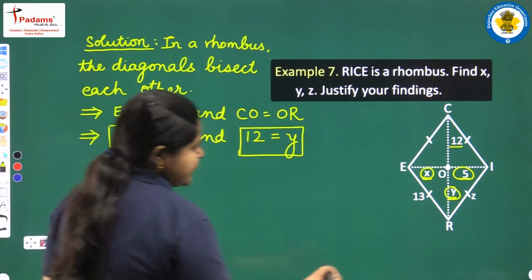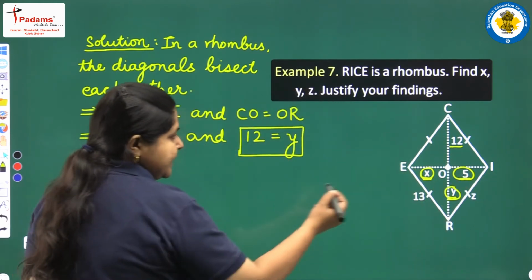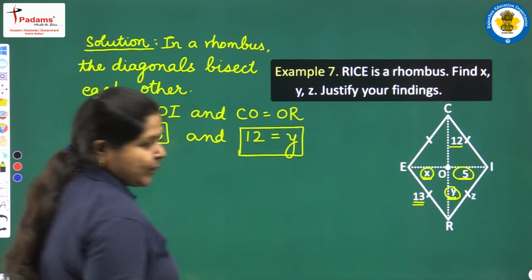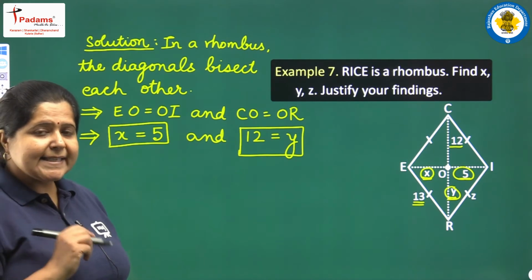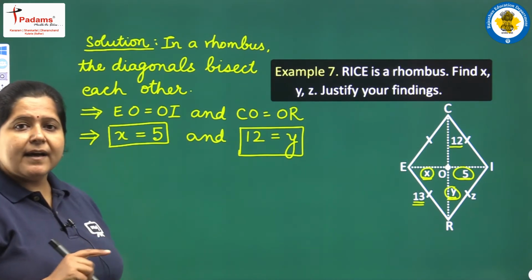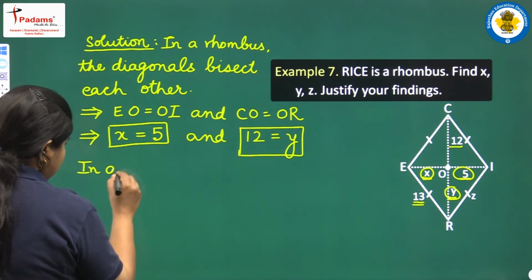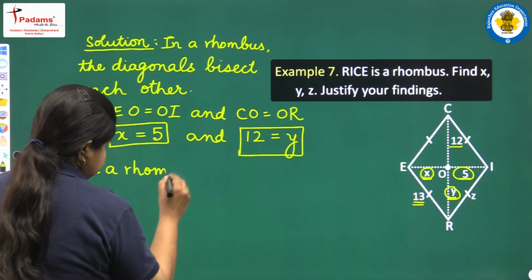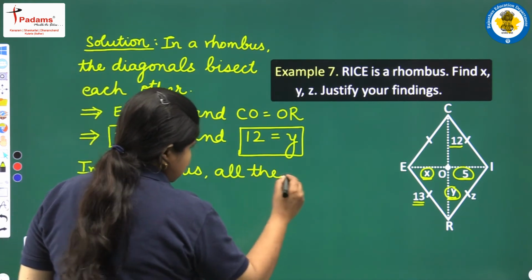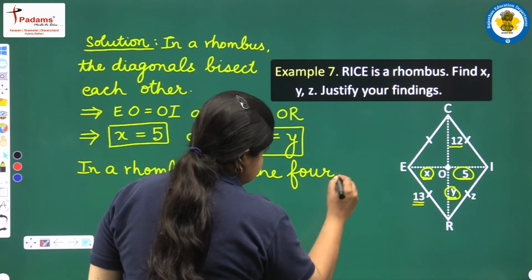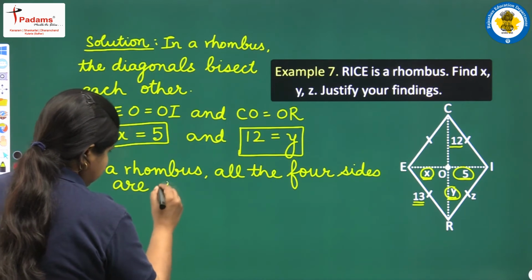The remaining is z. Now z is a side of the rhombus, and this side is also given 13 units. So we need to apply the property of the rhombus, which says that all its four sides are equal. So let us use that. In a rhombus, all the four sides are equal.